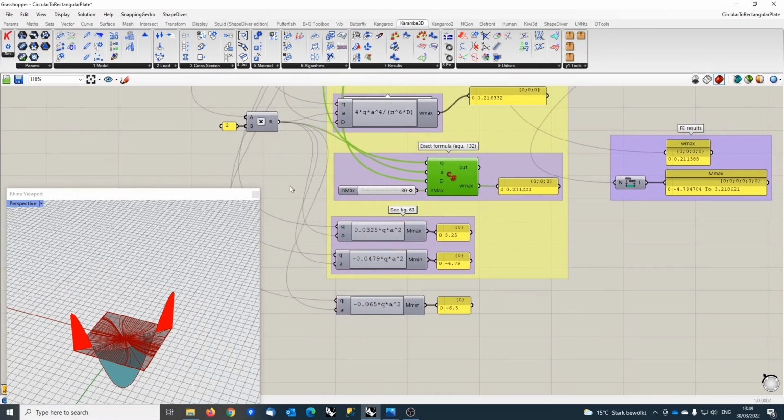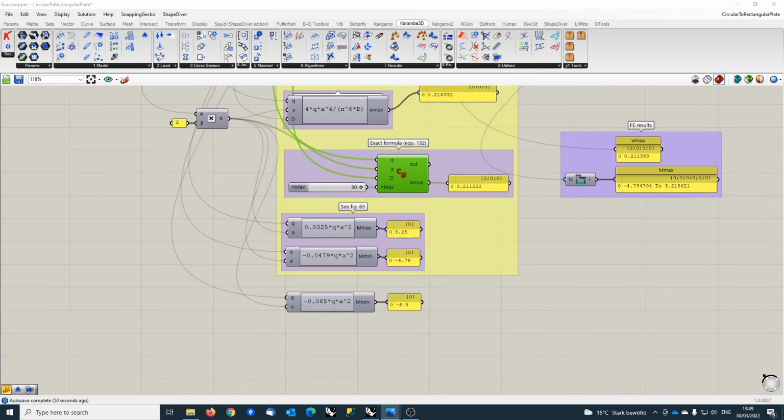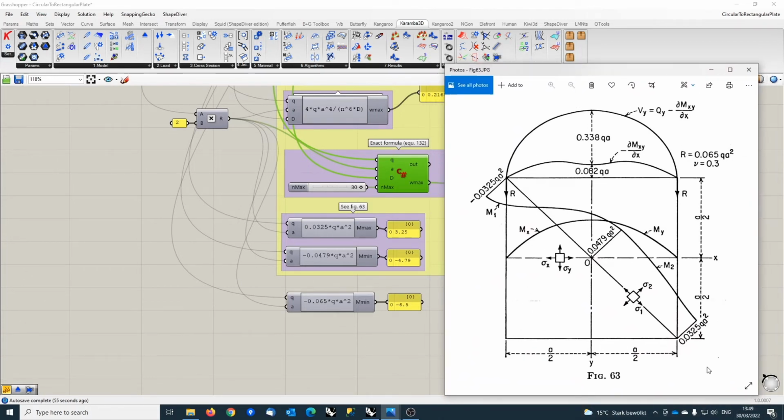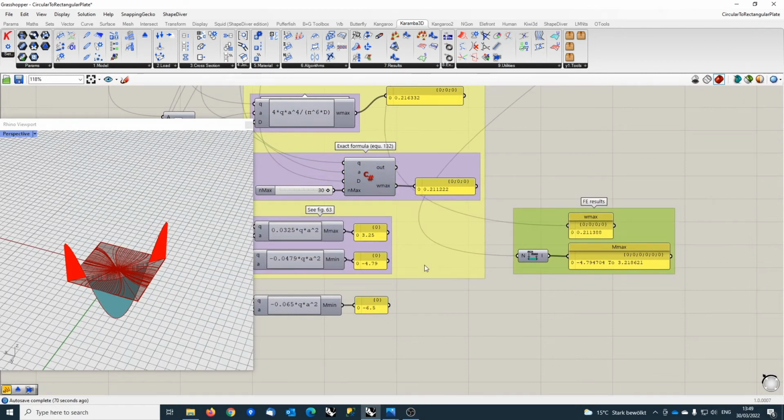The same is true for the bending moments. The bending moments are now calculated according to this diagram here. It's figure 63 of Theory of Plates and Shells. Here the maximum bending moment at the corner is 0.0325 q times a squared, and here the value for the maximum moment in the middle, which again nicely corresponds to the result of the shell section component.